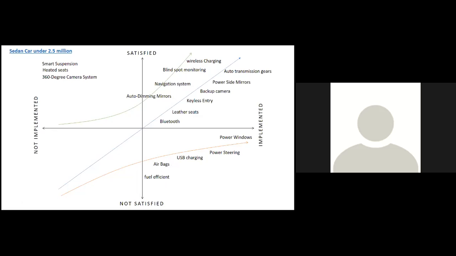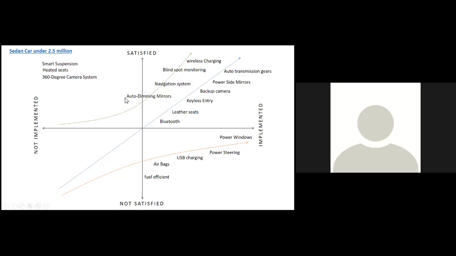These are the performance features, which are good to go for your products, and they will increase your performance, like Bluetooth, leather seats, keyless entry, backup cameras, power side mirrors, and auto transmissions. And the placement of these features is based on the satisfaction and implementations.